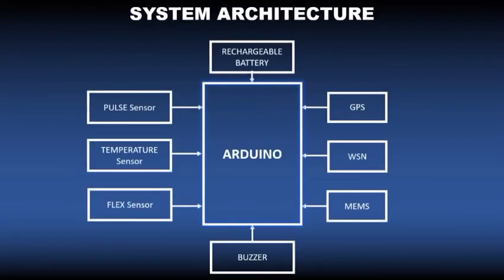Move on with the system architecture. As we said, there are a bunch of sensors here. One is the pulse sensor to detect the heart rate, and a temperature sensor to measure temperature, and MEMS, as told, a GPS system to calculate location details, a buzzer, a flex sensor, and the WSN. All these things are connected to the Arduino, and the whole system is run by a rechargeable battery. This is all about the system architecture, and the further slide will be explained by Chandana.